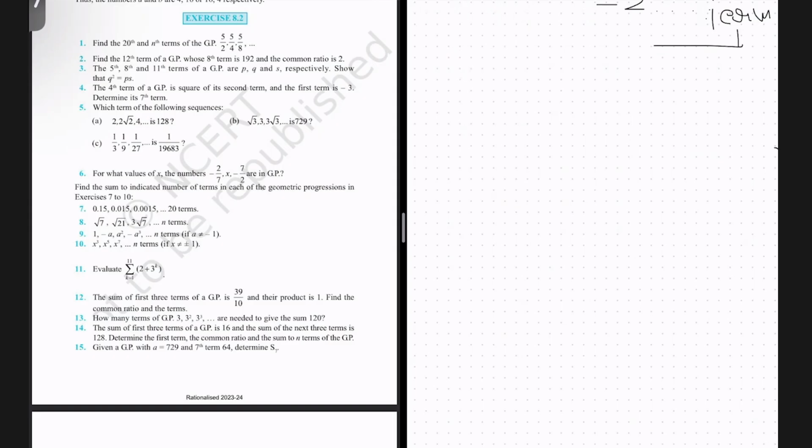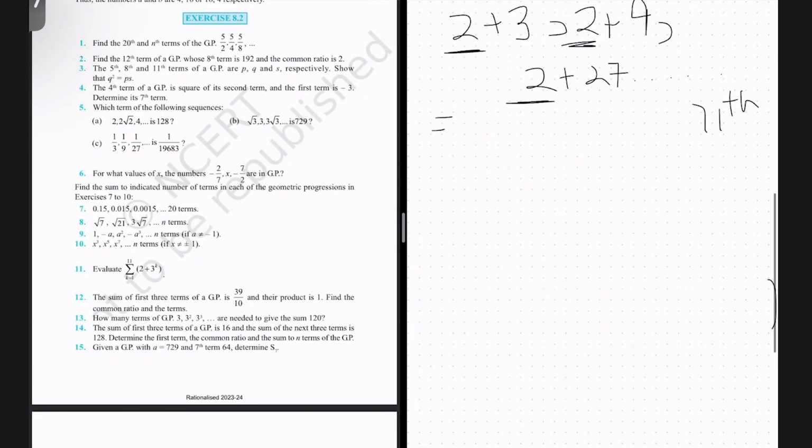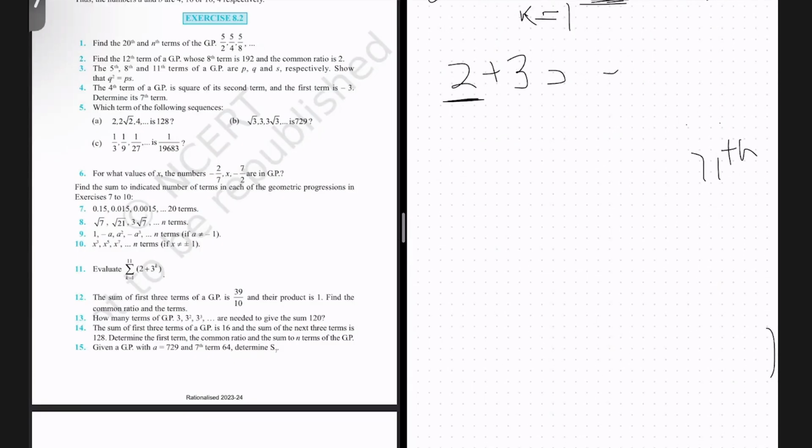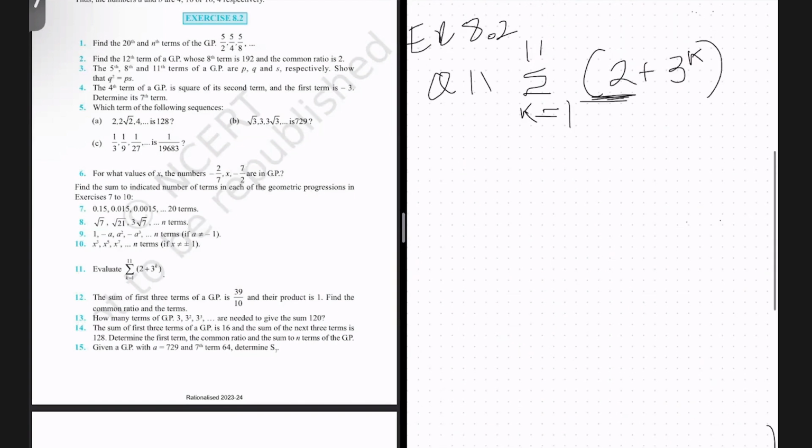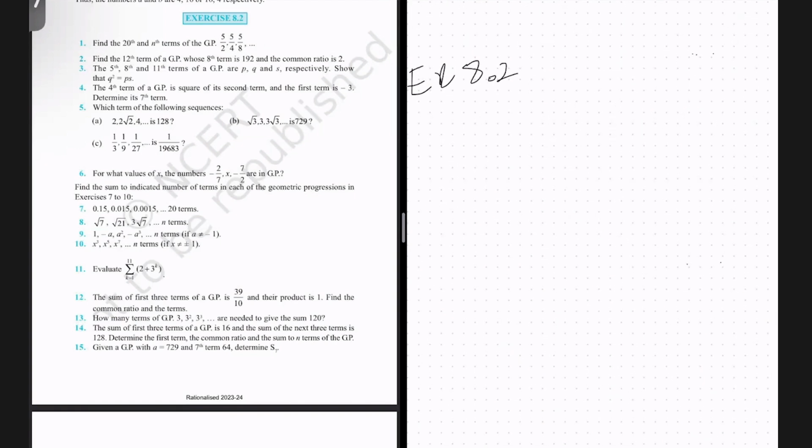Moving on to the 12th question. In question number 12, we have been told the sum of the first 3 terms of a GP is 39 by 10, and their product is 1, right? So whenever you have questions of this sort, you might be inclined to take the first 3 terms of the GP as A, AR, and AR square, right?